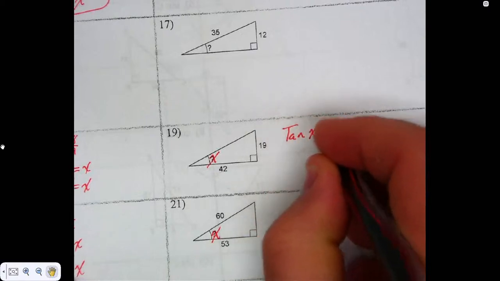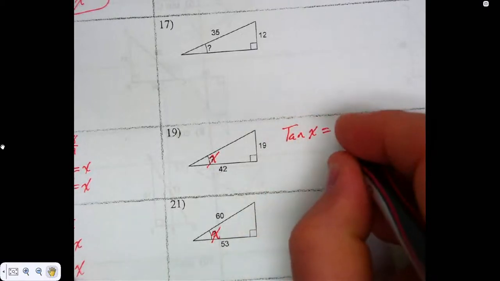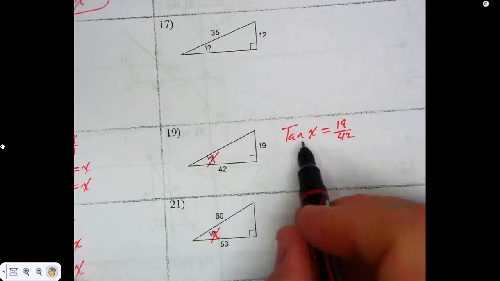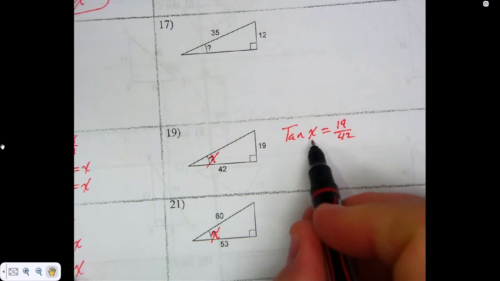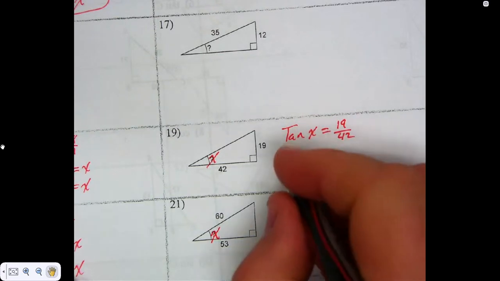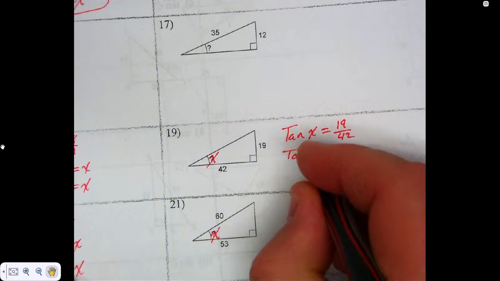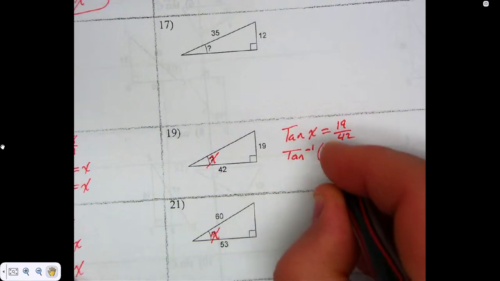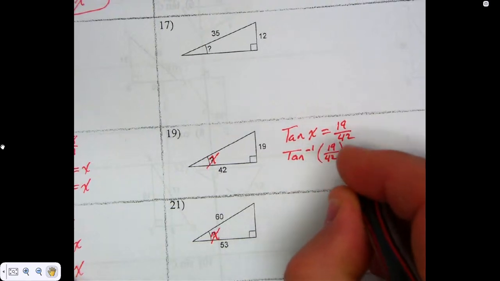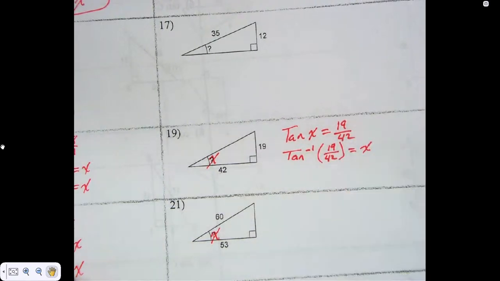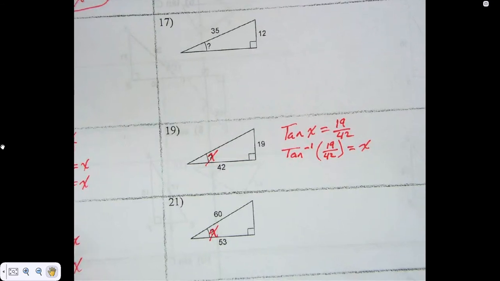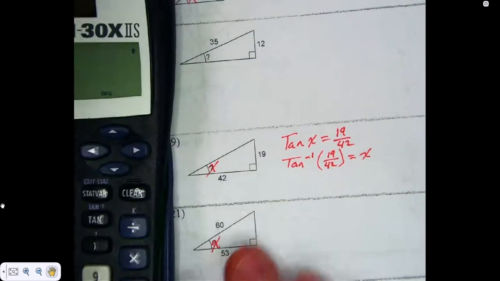So tangent of x is equal to what? 19 over 42. My unknown is the what? Angle. So what do I need to use? What type of function? Inverse function, and I want this written down, because this is basically what you're putting into your calculator, isn't it? You're showing me you're putting it in there by writing that down. So now it's just a matter of putting it into the calculator.